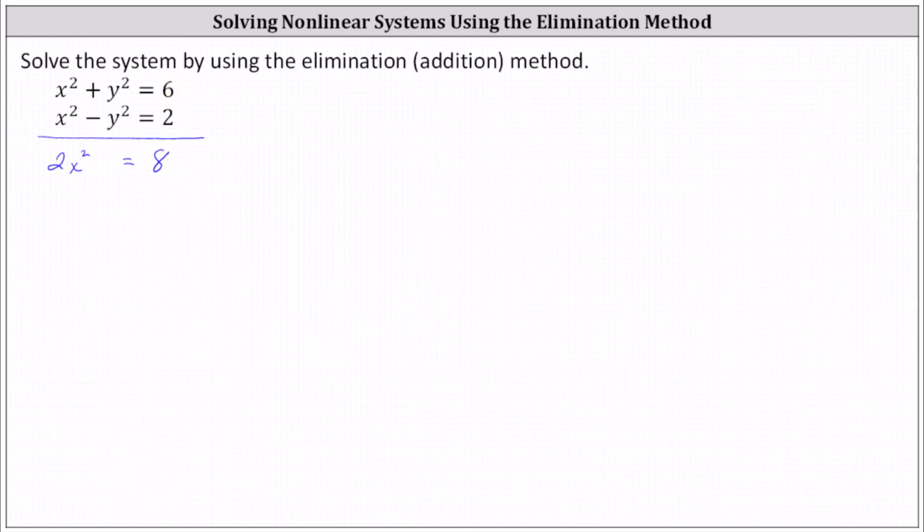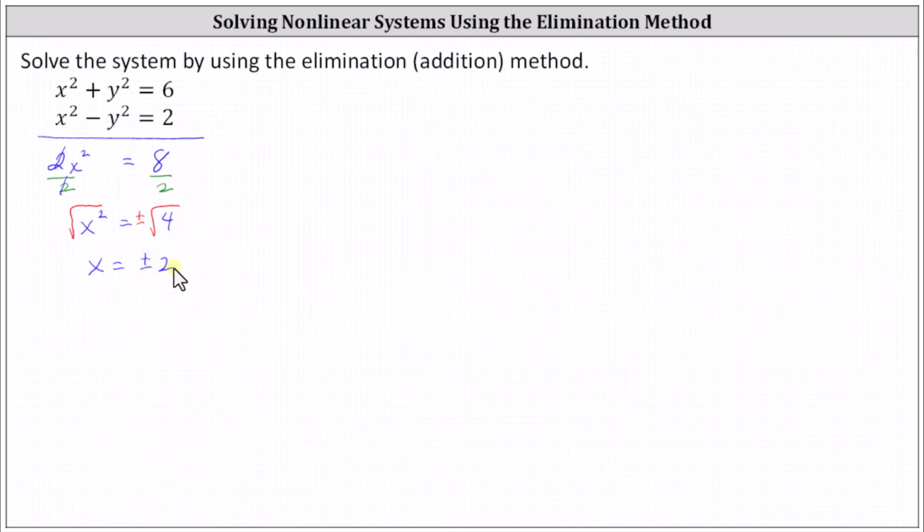We divide both sides by 2. Simplifying, we have x squared equals 4. And now to solve for x, we take the square root of both sides of the equation. We will have a positive and negative solution. To make sure we get both solutions, we include a plus or minus on the right. Simplifying, we have x equals plus or minus the square root of 4, and since the square root of 4 equals 2, we have x equals plus or minus 2.